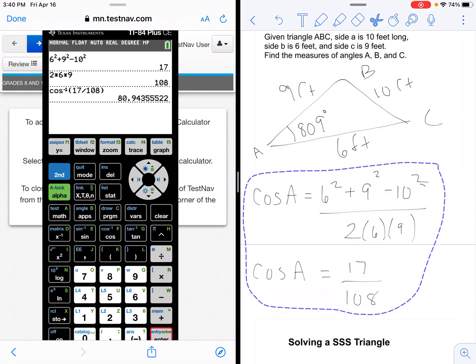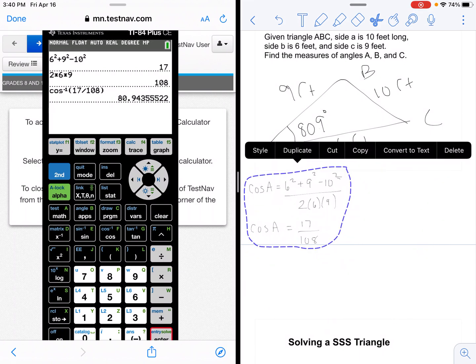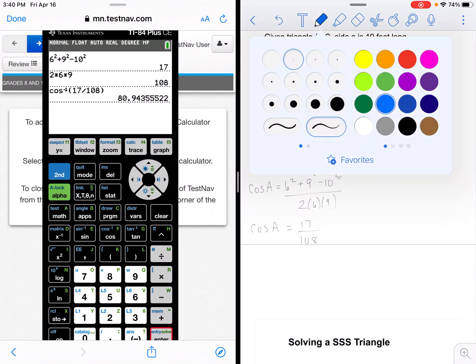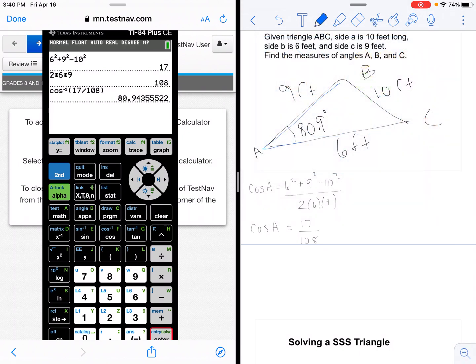Now, once we've found one angle, we have a choice. We can either use the law of cosines again, or we could use the law of sines. If we use the law of sines, though, you have to keep in mind that if I'm using this angle and this side, and I'm trying to find this angle, this side, this is a case of SSA, and that could be the ambiguous case. You want to be careful. So I usually like to stick to the law of cosines, then I don't have to worry about the ambiguous case.